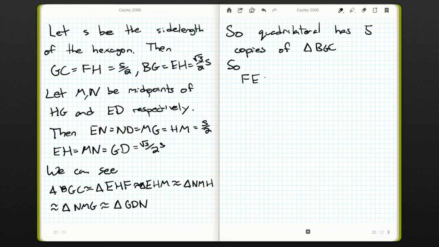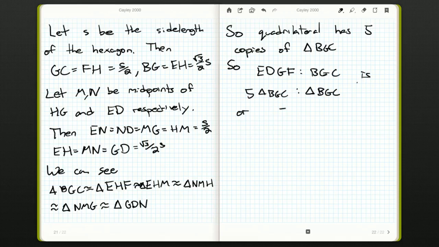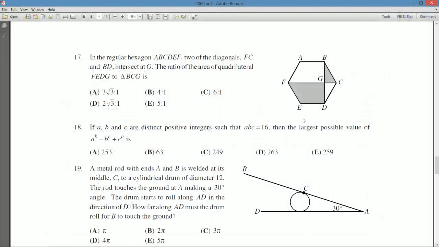So EDGF is five copies of triangle BGC to one copy of triangle BGC. It's 5 to 1, and that is E. All right.